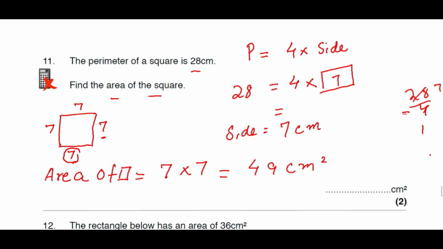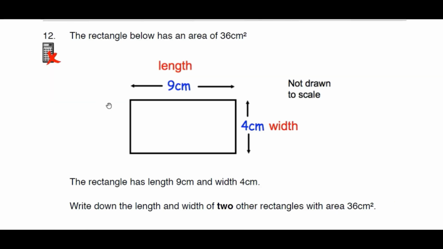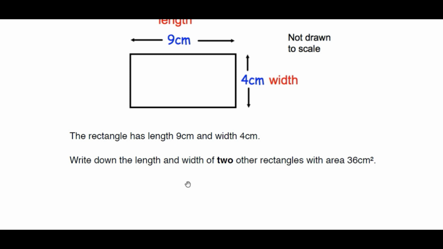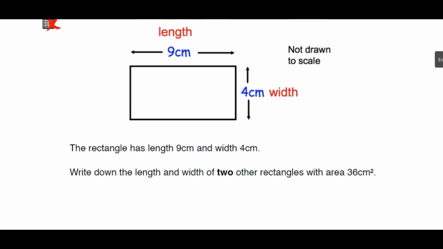Okay, so now let's move to the next question and try solving more and more questions. You need to practice as much as you can. Now look at question number 12. You can try it yourself. You are given the length and width, and what you have to do is write down the length and width of two other rectangles with area 36 centimeters squared. So this will be your today's challenge question.